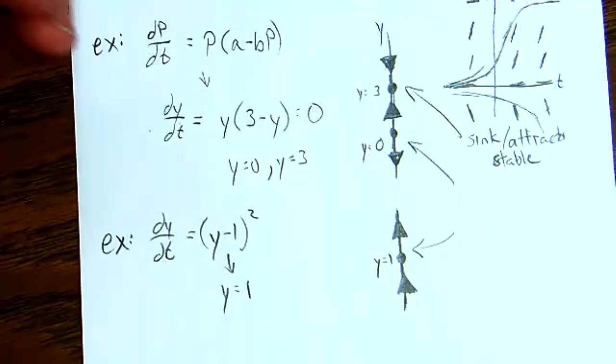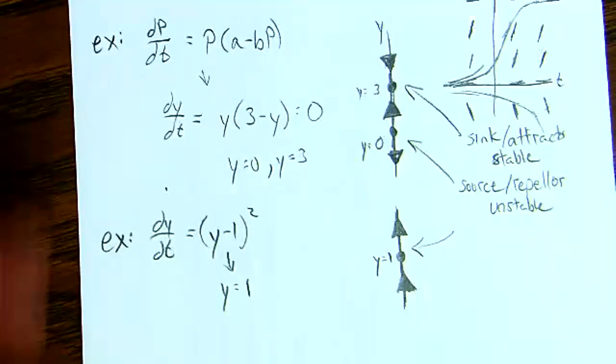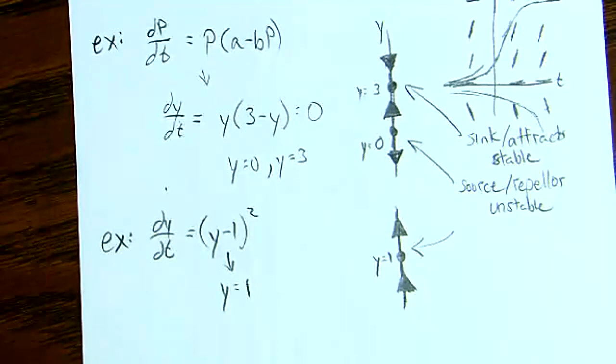Now this one, our arrows are pointing away. So this is a source or a repeller. It is also called unstable. We call it a source or a repeller because if you start around 0, you're going to just move away. You're going to be repelled by it. It's also called unstable because if you start at 0 and perturb the solution just a little bit, it's never going to come back to 0.